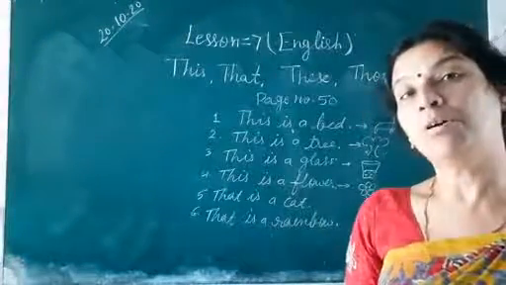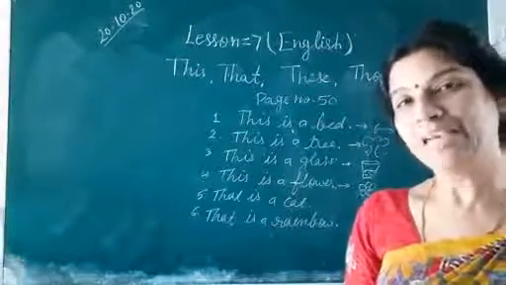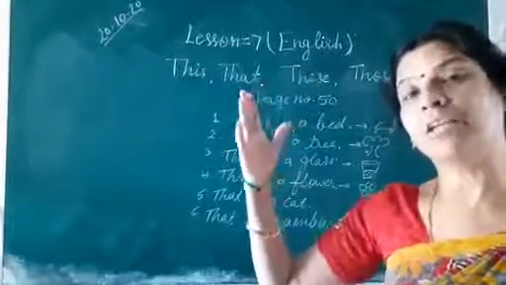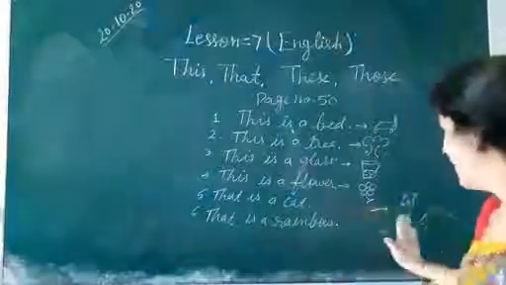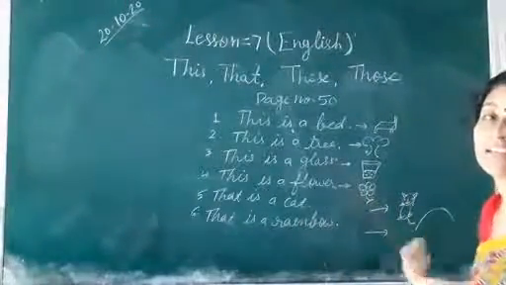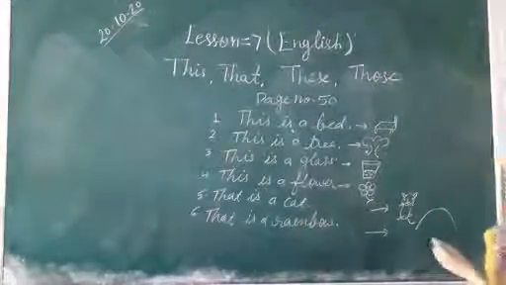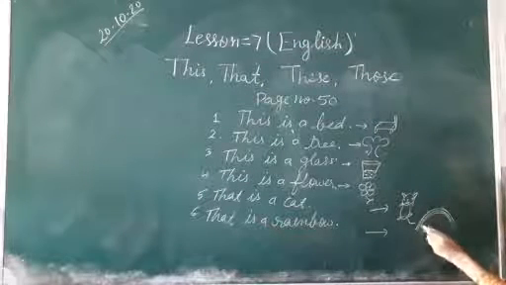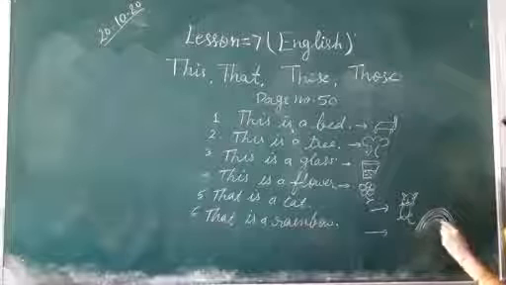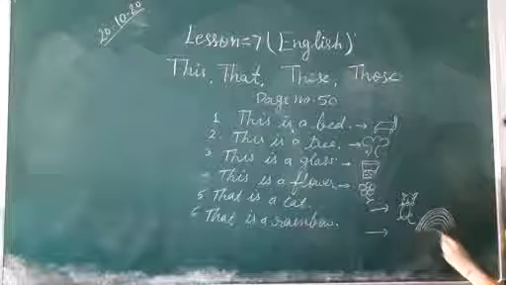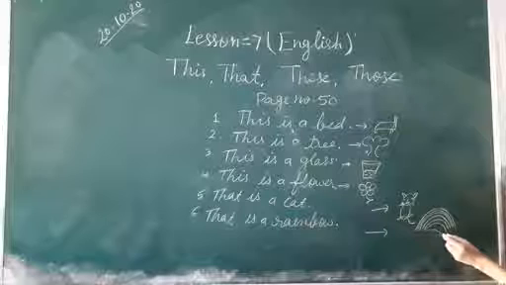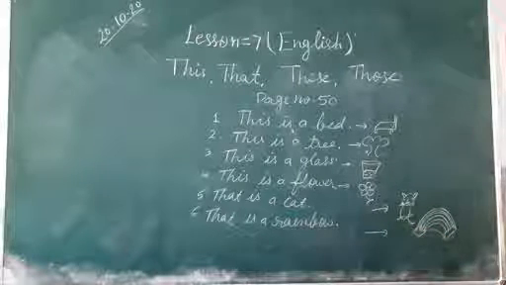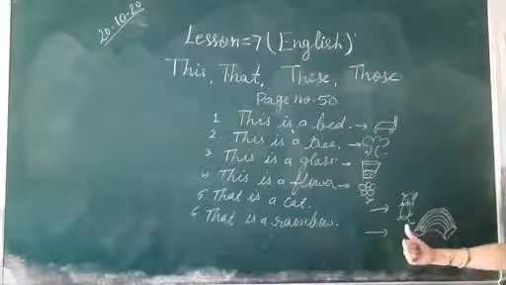Have you seen a rainbow? Yes. When can we see the rainbow? We can see rainbow in a rainy season. And there are 7 colors in a rainbow. This is a, that is a rainbow because rainbow is far to you.